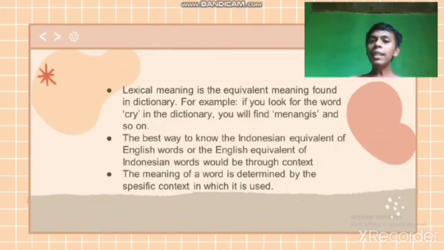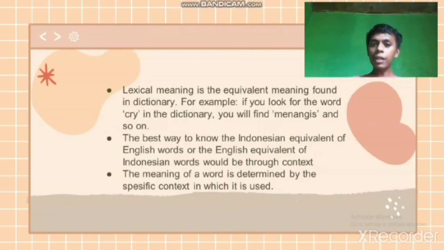So, lexical meaning is the equivalent meaning found in the dictionary. It is defined as the meaning of the basic word or root word without regard to the prefix or suffix that may be attached. For example, if you look for the word cry in the dictionary, you will find menangis in Indonesian. Another example of lexical meaning is the word port. You can make variations of the word port, such as import with the adding of in, or portable with the ending able.